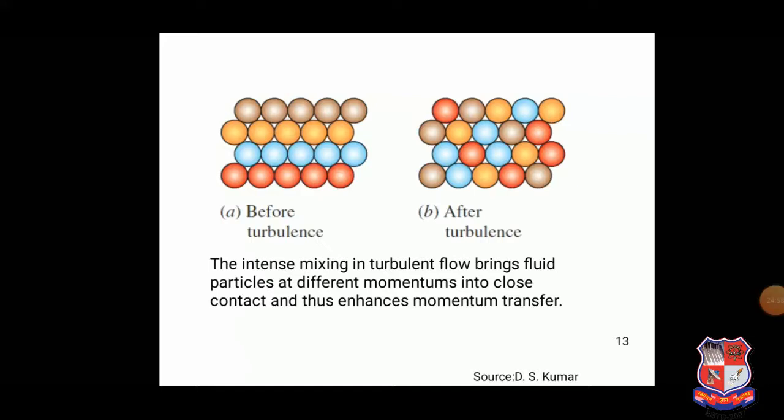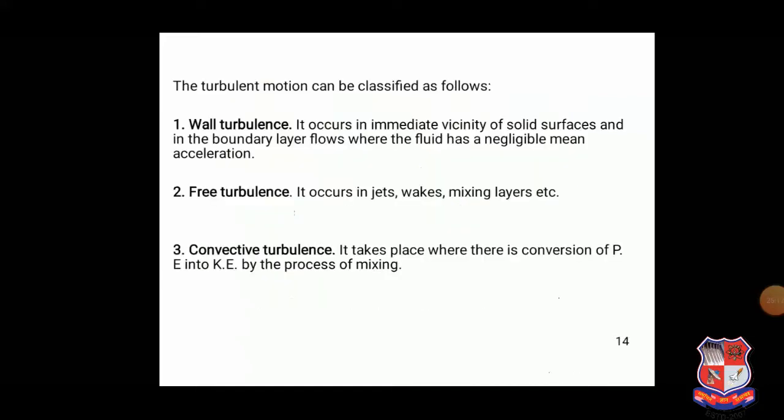And you just see in the diagram, all are mixed together, all are in close contact, but they are mixed together. But in the case of before turbulence, all are in close contact with the same parameters. Now this turbulent motion is classified into various types: number 1, wall turbulence, free turbulence and convective turbulence.